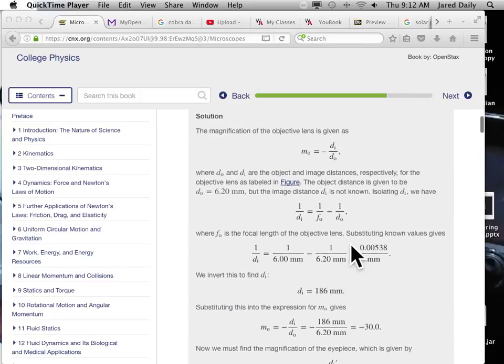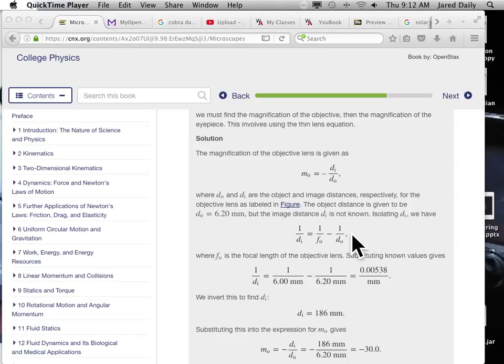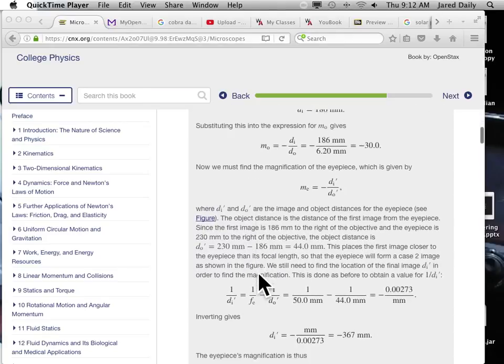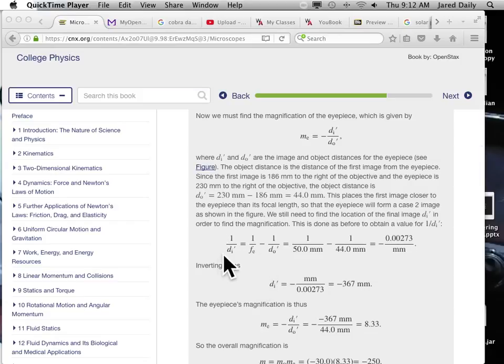So let's see, in this case they actually do, so here's the lens equation being used to calculate the distance to the image for the objective lens. And then if we calculate the distance to the image for the eyepiece lens, we'll notice here, distance to object, oh, they're actually just using this to, hold on a second. Actually, the way they've set it up, you don't have to have a negative distance for the distance to the virtual object.